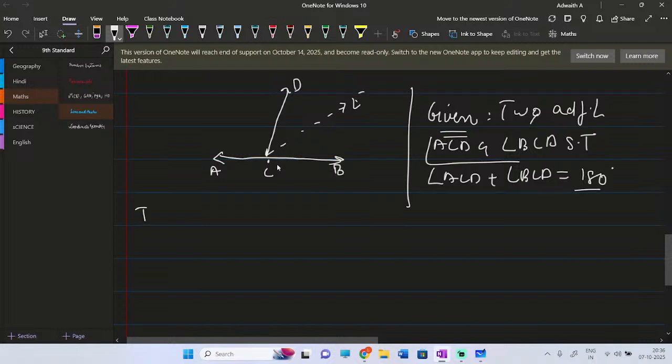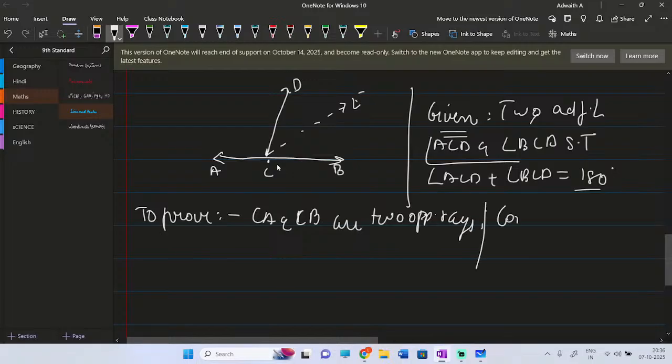Now to prove, what do you have to prove? To prove CA and CB are two opposite rays. That's the only thing we have to prove. Construction: draw ray CE. If possible, let CA and CB not be two opposite rays. If possible, then draw CE opposite to CA such that ACE is a straight line.